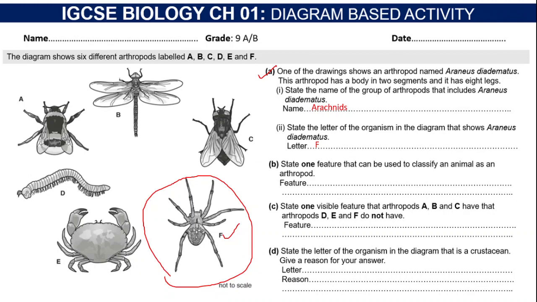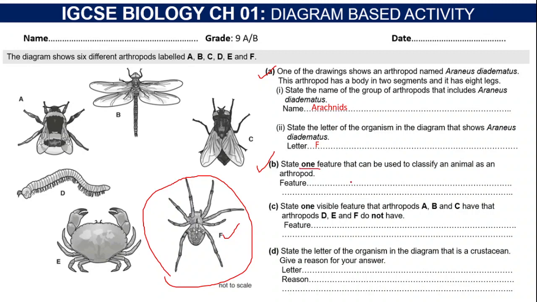A is clear. So you need to recall the characteristic features of different groups of arthropods. Phylum arthropod is divided into 4 classes: insecta, arachnids, crustacean, and myriapod. You need to remember and recall those features. It's very important. So let's see the B part. State one feature that can be used to classify an animal as an arthropod.